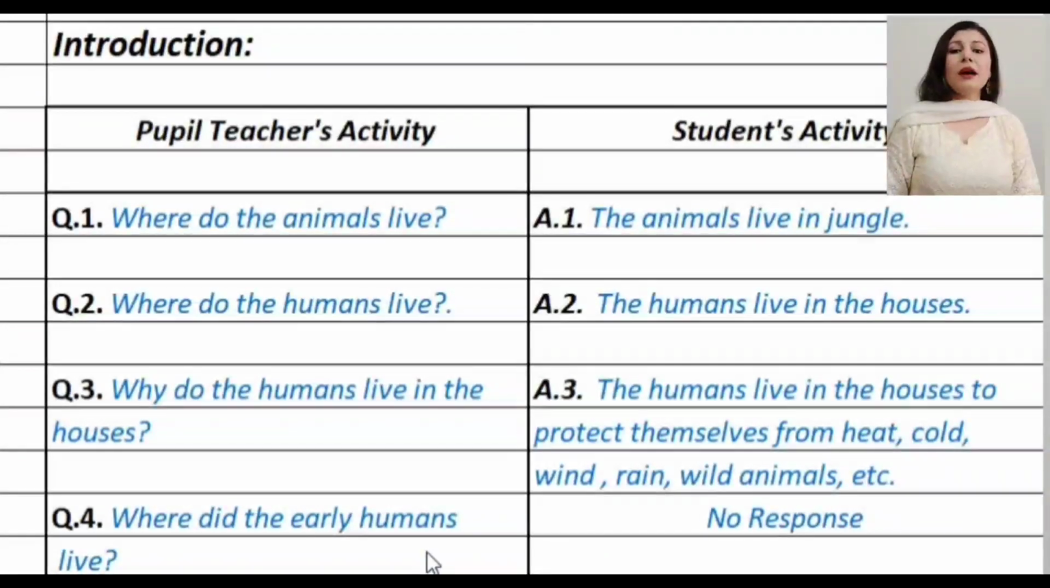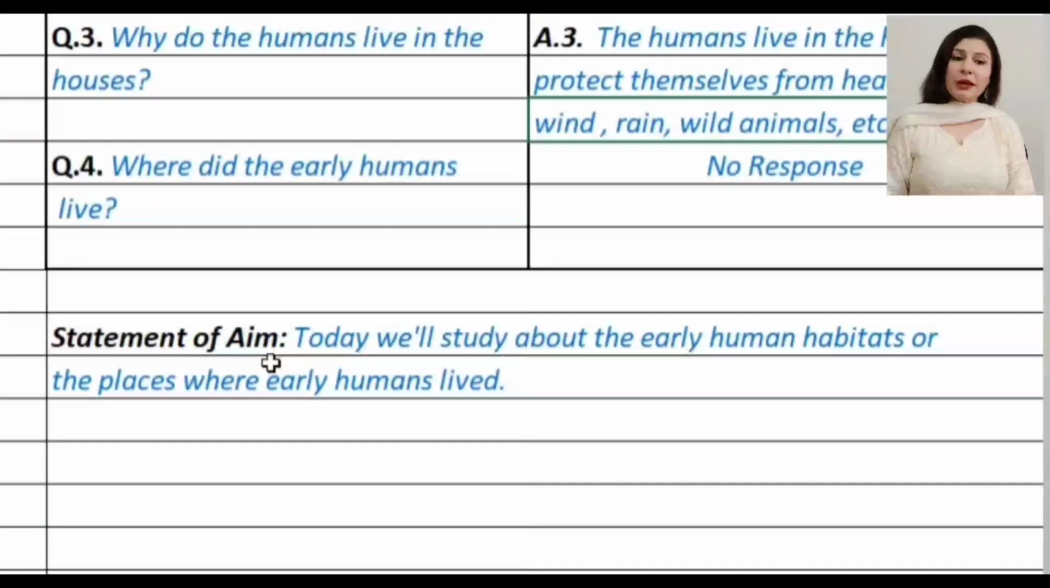animals, etc. Now the fourth question over here can be, where did the early humans live? And the students will not be able to give any response. So here we'll write no response because this is a problematic question. After getting no response, we'll give the statement of aim, which means we'll declare our topic. So we'll say, today we'll study about the early human habitats or the places where early humans lived.